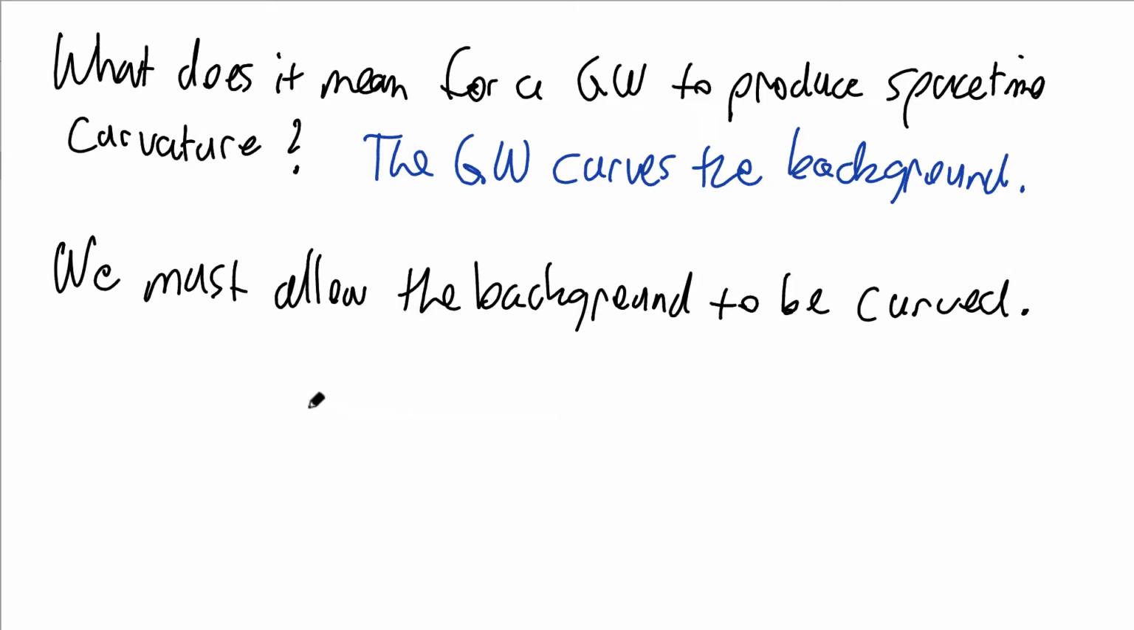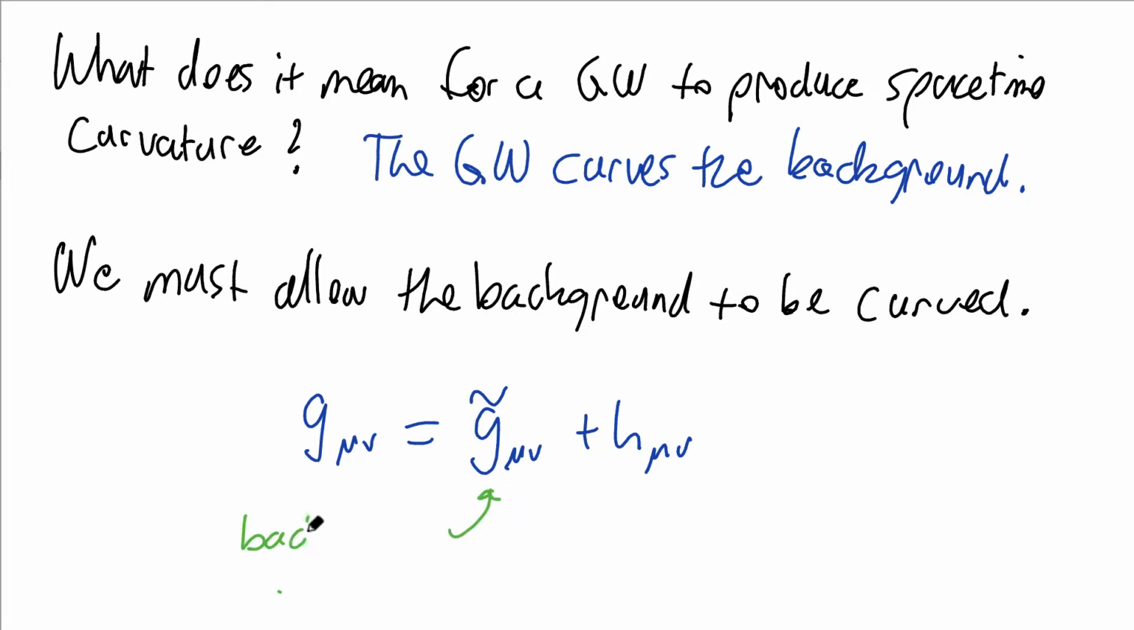In other words, we need to generalize our mathematical analysis and write the space-time metric as g_μν equals a general background, which we'll call g tilde_μν, plus a perturbation h_μν. So g tilde is the background metric. It's possibly curved. And h_μν is the small perturbation.